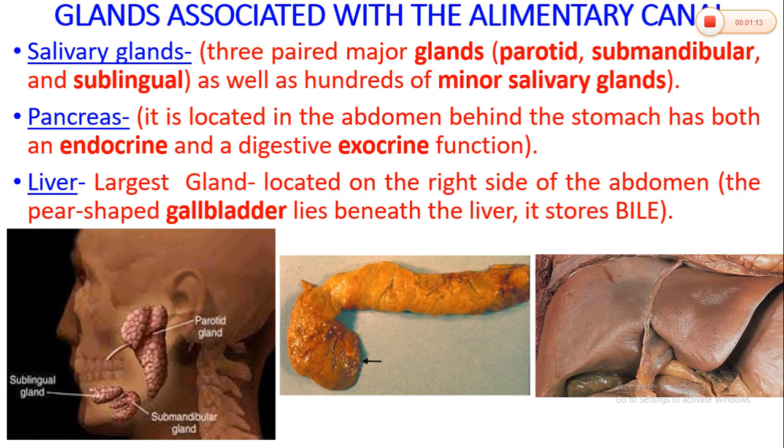So, last time we have seen that the human elementary canal is basically the long passage extending from the mouth till the anus, and the entire five-step process of ingestion, then digestion, and then absorption, assimilation, egestion happens along the different areas of the digestive system and the elementary canal. But there are certain glands which are associated with the elementary canal. The three main glands which are associated are the salivary glands, the pancreas, and the liver.